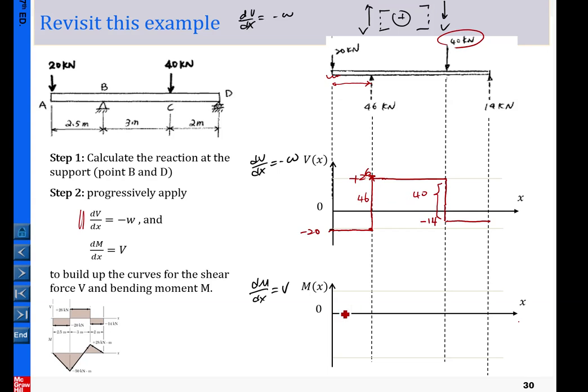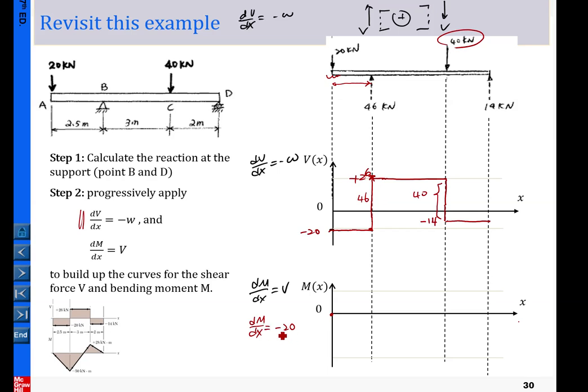Now we look at the bending moment diagram here. We look at it from the boundary. At this free end, left hand side, there's no bending, so we start from 0 here. Okay, and now we proceed with the bending. In the first segment, dM/dx equals v. What is v in this case? V is minus 20, constant. Oh, that's super nice.